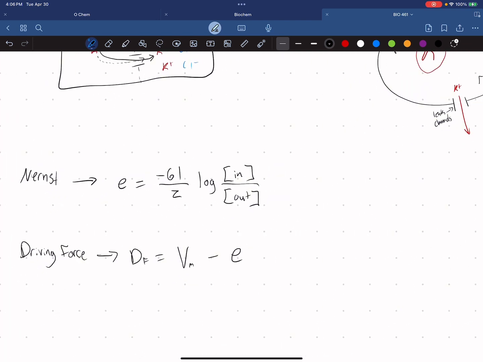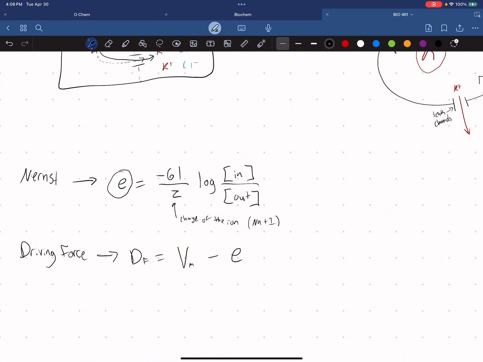First, we have the Nernst equation, which gives this value E, which is the equilibrium potential. So we calculate this value with negative 61 over Z, which is the charge of the ion that we're working with. So each one of these equations is only for one ion. And so that is multiplied by the log of the concentration of the ion going into the cell divided by the concentration of the ion going out of the cell. So say if we're talking about sodium, the charge of this ion is going to be +1.